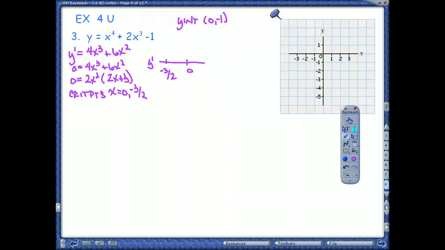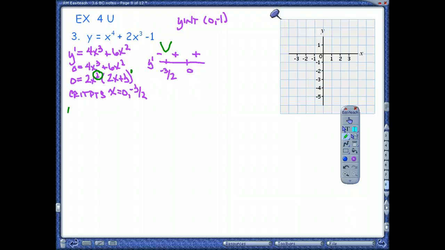So if I just plug in a 1, that'll give me a positive value. Remember, it doesn't alternate on the 0, and that's because of the power on your factor. It's a 2. This is a 1, so that's why it will alternate on it. So that's going to be a minus. So I already know that I'm decreasing from -infinity to -3 halves, and then I'm increasing after that. So decreasing, then increasing, I know that -3 halves is a relative minimum. Remember, you have to write out your sentences.